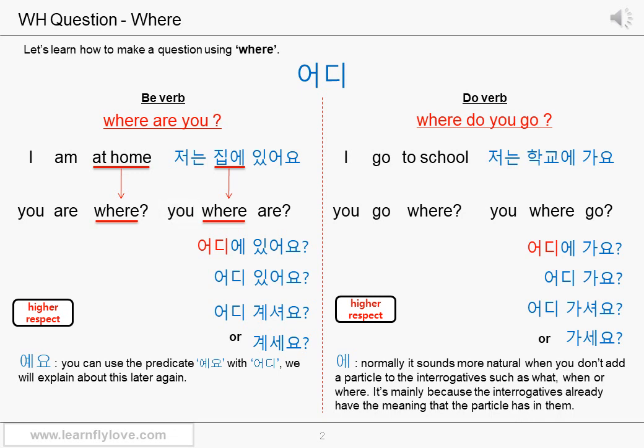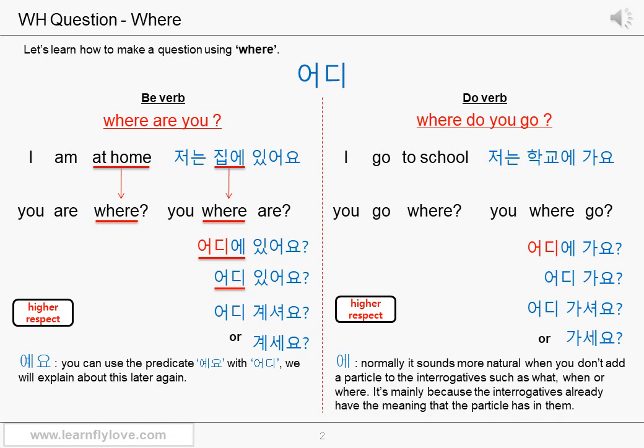You. We don't need the pronoun you. Where? 어디에? Are. 있어요? We make a rising sound because it's a question. 어디에 있어요? It will sound more natural in a real-life conversation without the particle 에. It seems normally interrogatives sound better without a particle. 어디 있어요? Where are you?